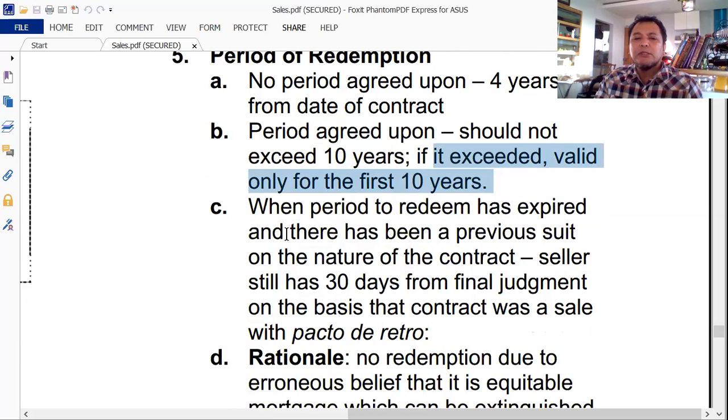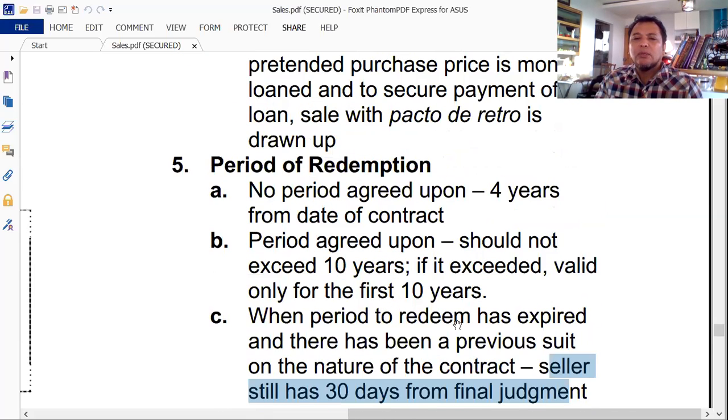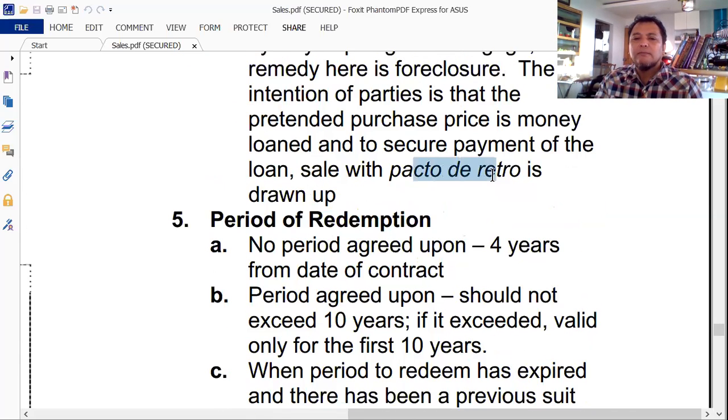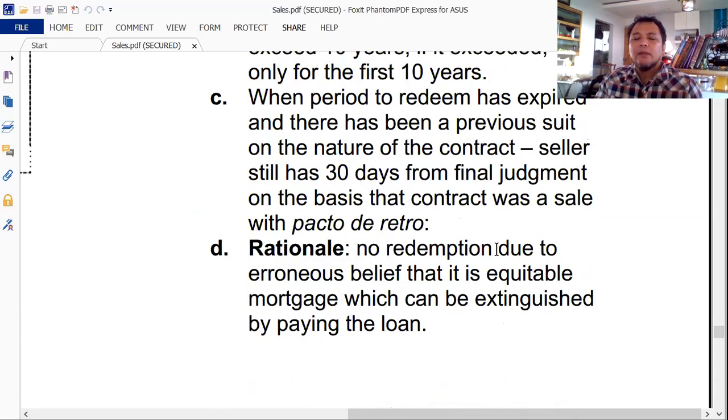When the period to redeem has expired and there has been a previous suit on the nature of the contract, the seller still has 30 days from the final judgment on the basis that the contract was a sale with pacto de retro. Pacto de retro means the right of repurchase, no? The rationale is that there is no redemption due to the erroneous belief that it is an equitable mortgage, which can be extinguished by paying the loan. That's why there is no redemption.